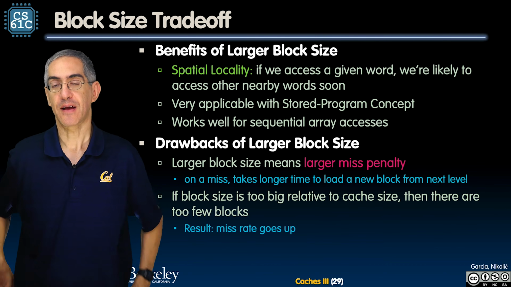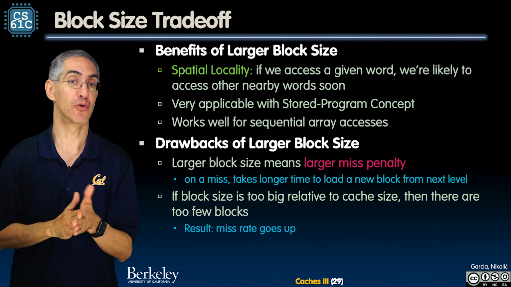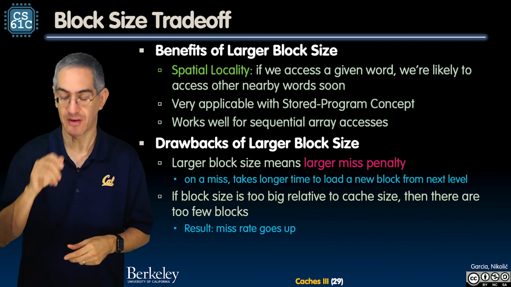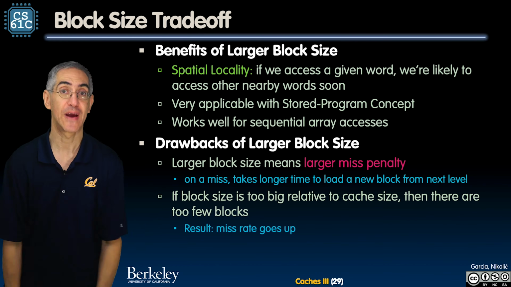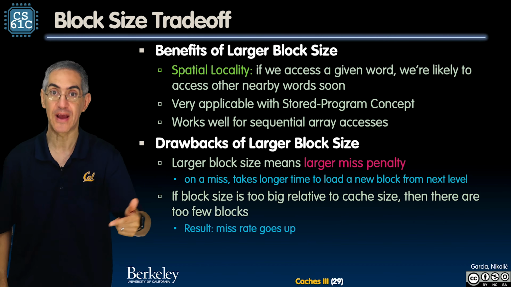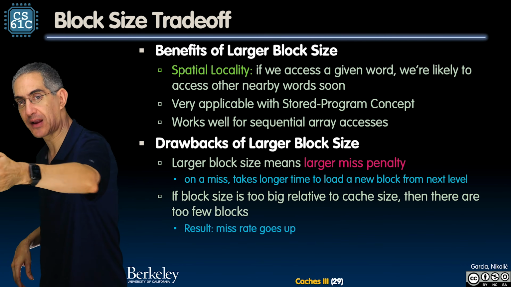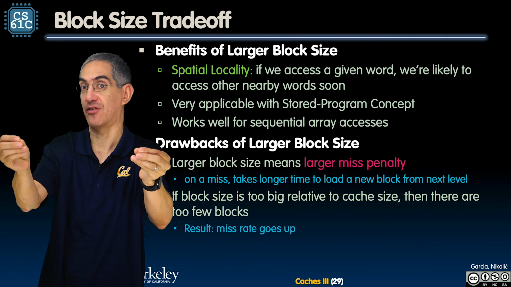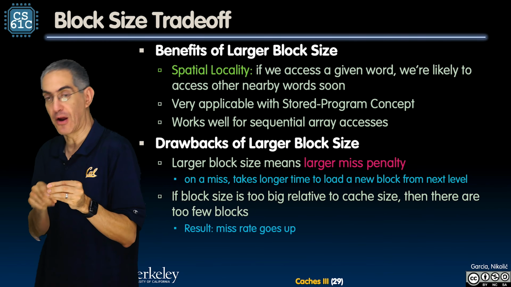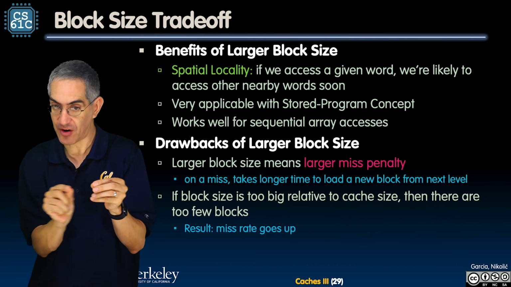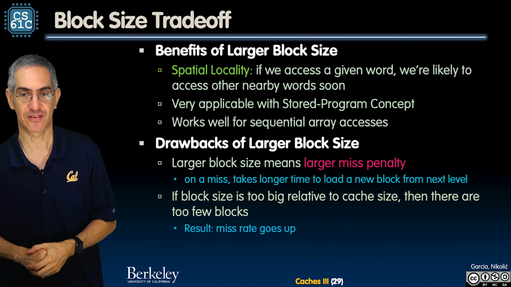So this is very applicable for the stored program concept model because we often have sequential arrays and you typically sweep through an array. So if I'm going to go there, I'm going to grab the whole block of that, and that's going to be some fraction of the array. And now as I'm walking through, it's there. It's a miss, but then the rest of them are hits. That's the idea of a larger block size.